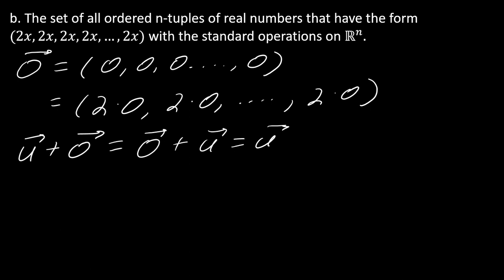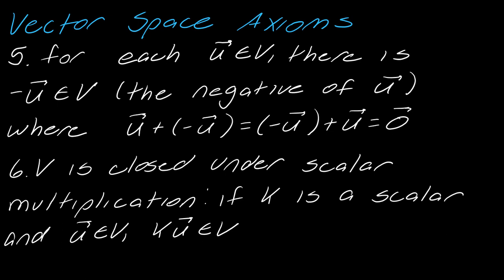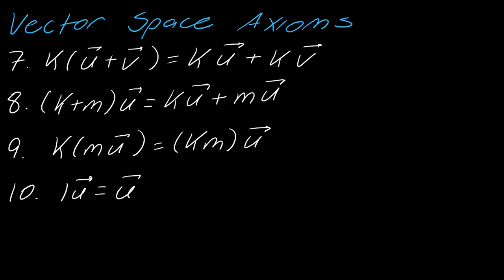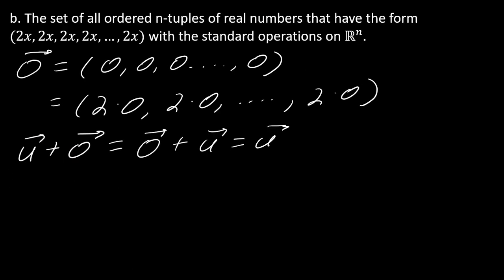So let's prove axiom 5 here. I have to show that for each u there is a negative u, so we'll show that that exists. For the sake of keeping this video short, I'll do axiom 7, and then 8, 9, and 10 will be up to you to prove, because this will be a vector space. This vector space is not a problem.